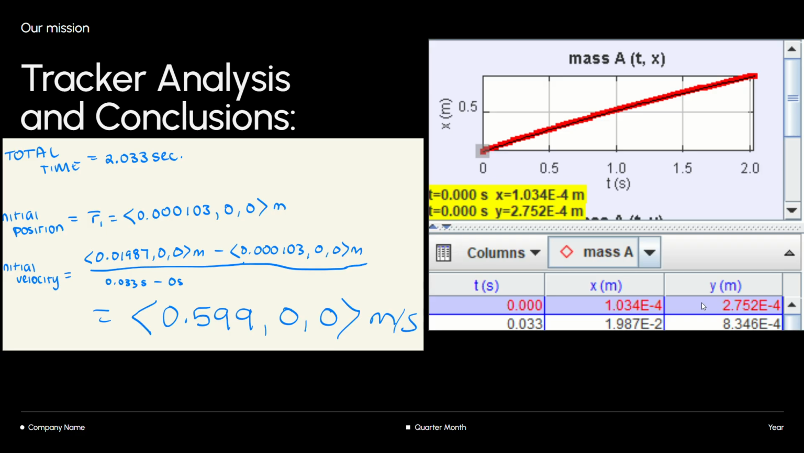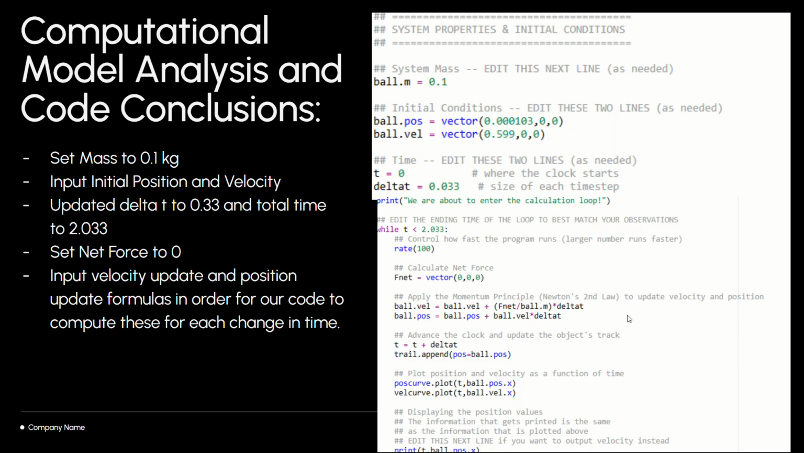So, some of our Tracker analysis. Our total time was found to be 2.033 seconds. Our initial position was found to be 0.000103 meters in the x direction, and our initial velocity was found using our change in position over change in time, which we found to be 0.599 meters per second in the x direction.